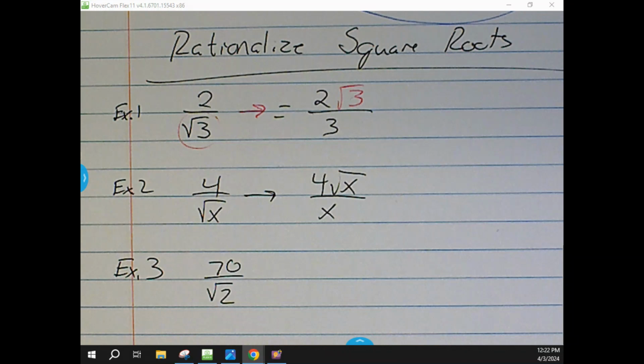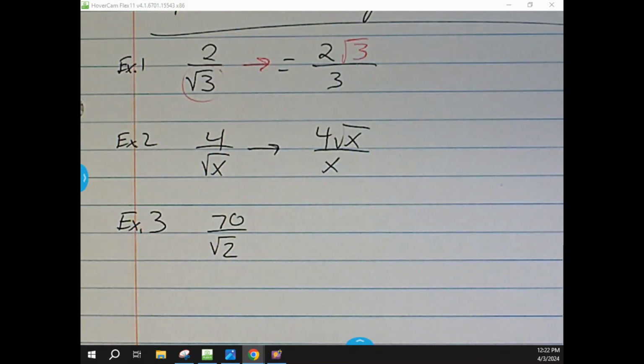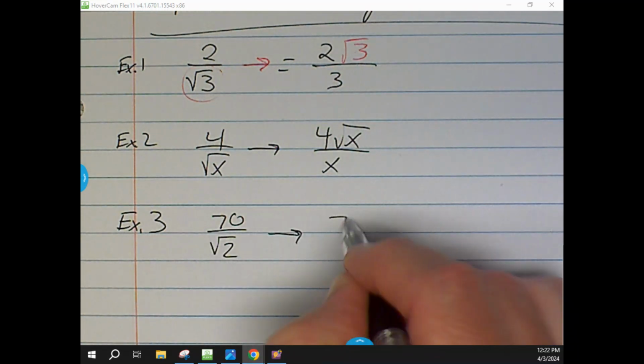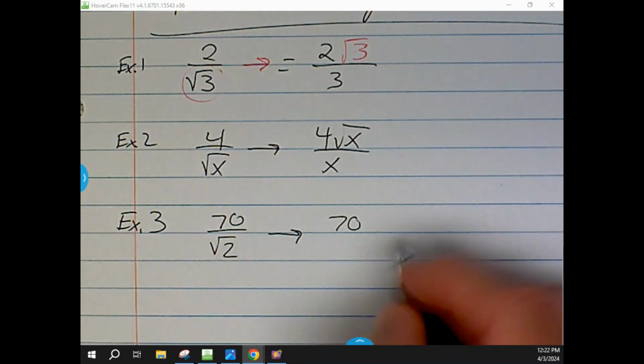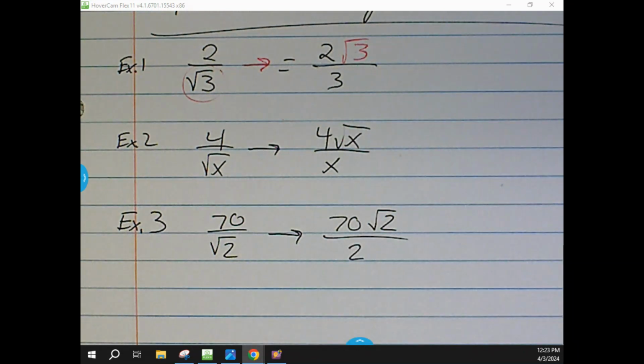Okay, now if you throw in numbers, you have to go an extra step sometimes, because some of these you still do the exact same thing. So if they ask you to rationalize 70 over the square root of 2, still got the 70, you move the square root of 2 from the bottom to the top. On the bottom, you give me the 2 without the square root, so it's just a plain old 2 on the bottom.